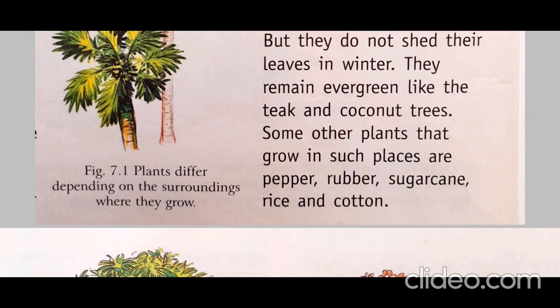Try to remember all these examples. Plants which grow in hilly areas, plants which grow in plains, plants which grow in hot and damp areas. Examples are coconut, teak, pepper, rubber, sugarcane, rice, cotton, etc.